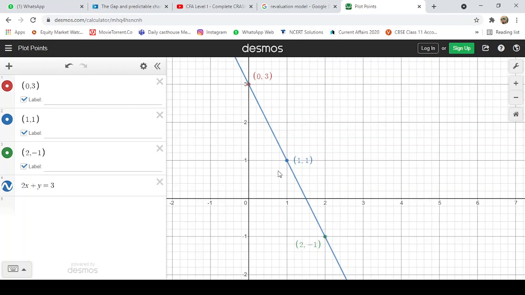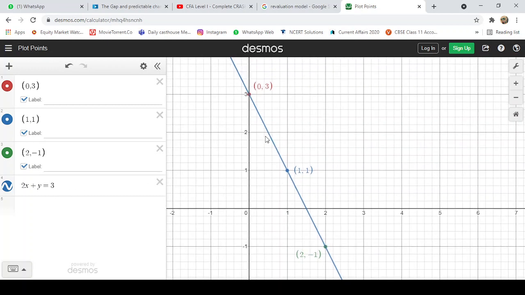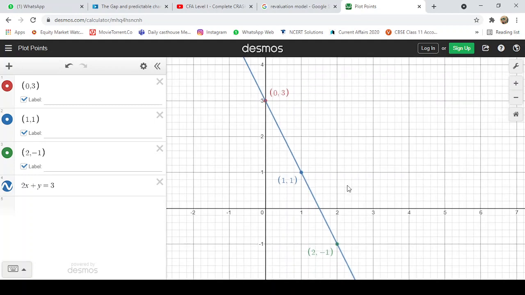So you can basically plot it like this. You can give this line any name, A, B, C, D, it doesn't matter. So this is our equation. We have 3 points here, and here is our beautiful graph.